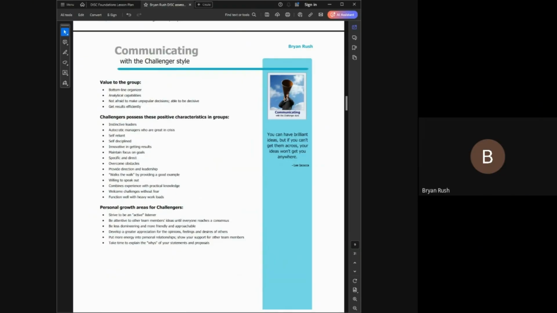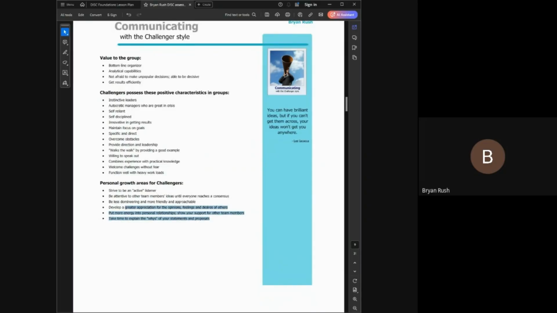So I like that. Then at the bottom, this is one of the most important areas of your report if you want long-term development. If you want long-term development for you, your leadership team, or your staff, the personal growth areas are uniquely identified areas that are going to be appropriate for that specific DISC behavior style and how they can develop over time. So, for example, these are very specific. For me, strive to be an active listener as a DC challenger. Be attentive to other team members' ideas until everyone reaches consensus. Be less domineering and more friendly and approachable. Develop a greater appreciation for the opinions, feelings, and desires of others.